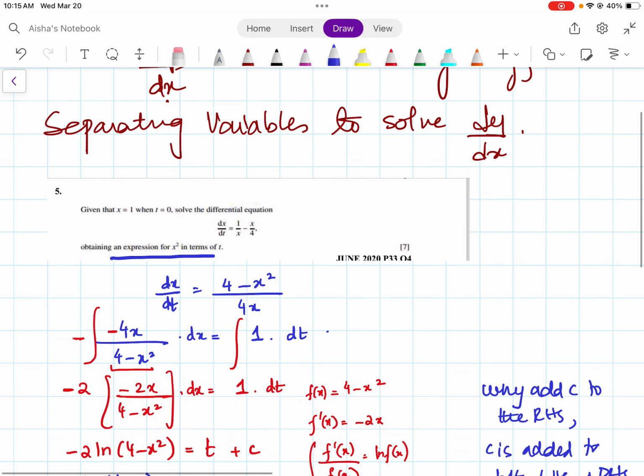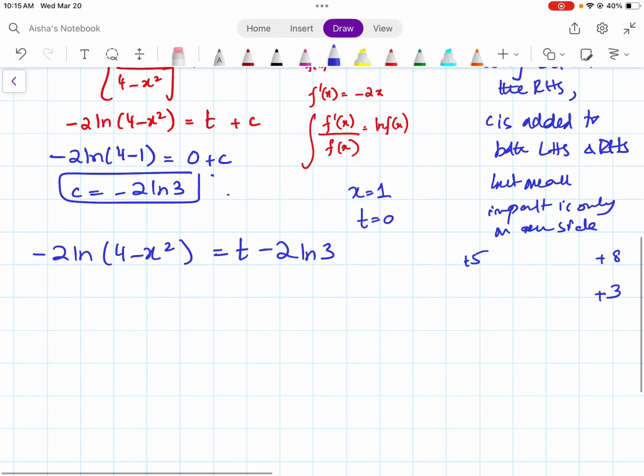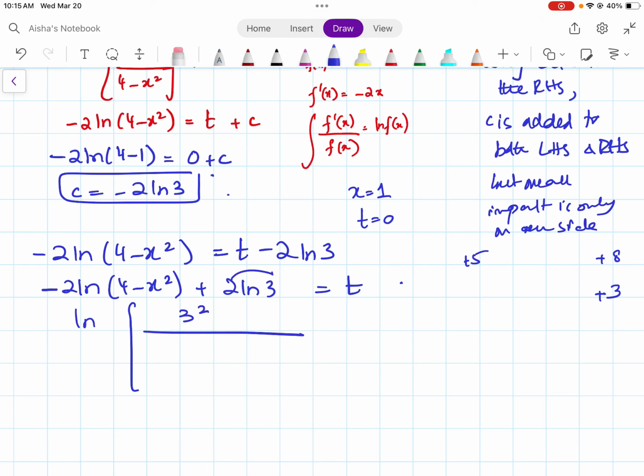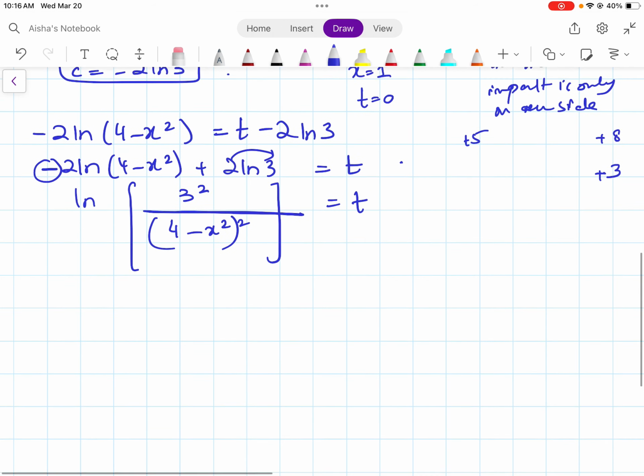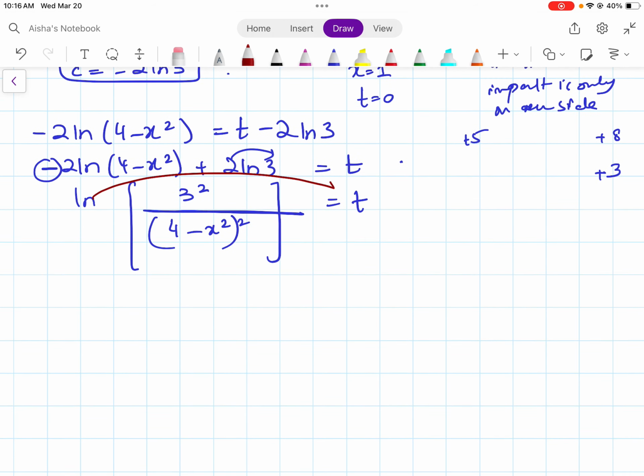Now the question says you have to obtain an expression for x square in terms of t. That means you have to make x square the subject, and for that I'll bring all ln functions to one side and I'll take ln common out. 3 power square, minus means divide, and 4 minus x square will be the whole square. When ln shifts to the other side, it becomes e power t.